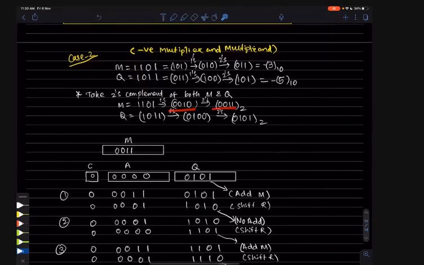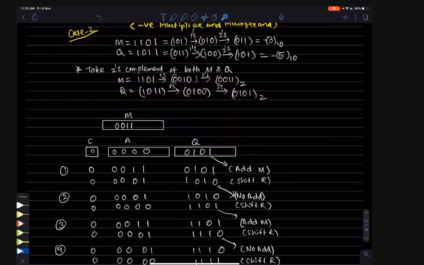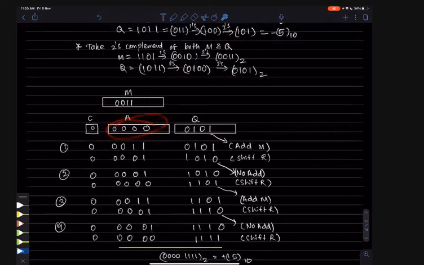What is the 2's complement? M value is 0011, Q value is 0101 after 2's complement. Now just copy these values to the corresponding registers and start the process. Always we start with A equal to 0000. The A register is always 0000.